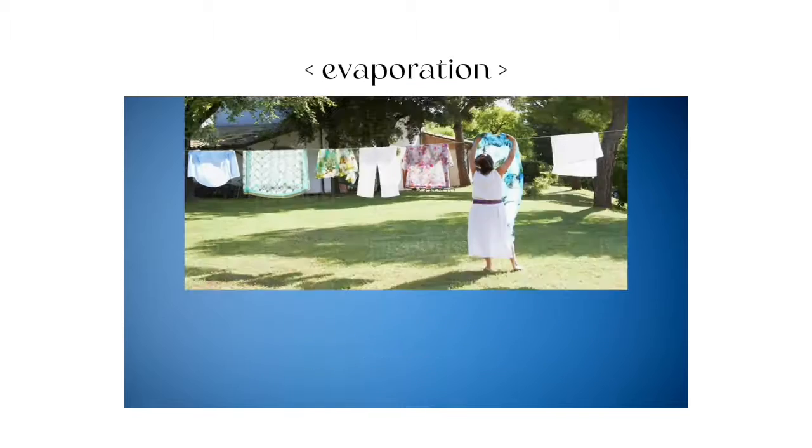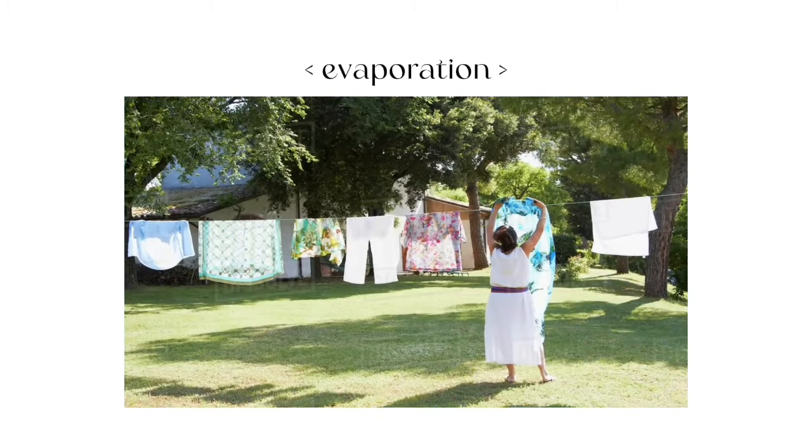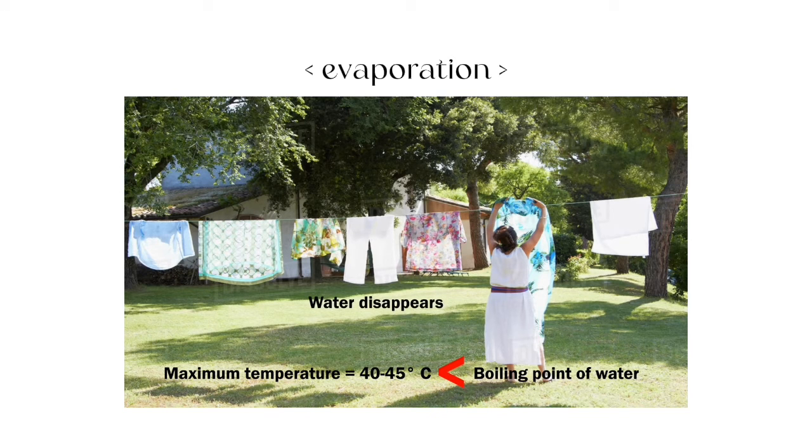You must have dried your cloth in sunny days. In India, maximum temperature during summer goes around 40 to 45 degrees centigrade, which is way below the boiling point of water. But water disappears from our clothes when kept in sunlight. Have you wondered how this happens?